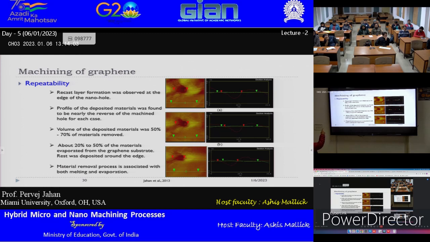And we also see some kind of heat affected zone there. So as I mentioned, the volume of the deposited material was 50 to 70% of the volume of the removed material, and the remaining percent was evaporated. So we can say that both melting and evaporation processes actually took place, and we can see a little bit of recast layer formation at the edge of the nano hole for machining graphene, but we didn't see that for machining atomically flat gold.